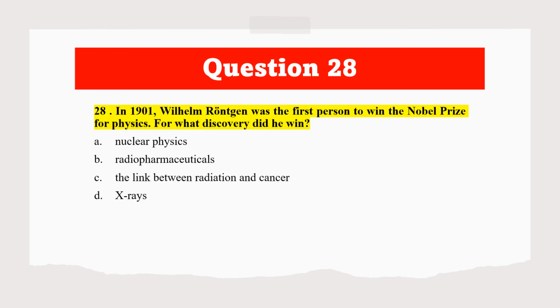Number 28. In 1901, Wilhelm Roentgen was the first person to win the Nobel Prize for Physics. For what discovery did he win? Nuclear physics, radiopharmaceuticals, the link between radiation and cancer, or X-rays? The correct answer is X-rays, D.